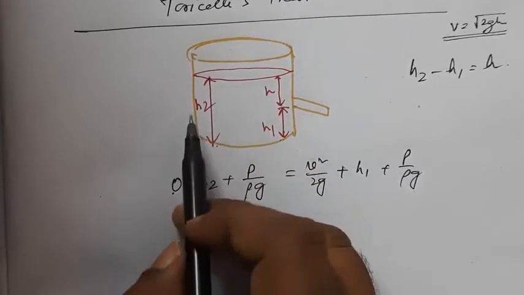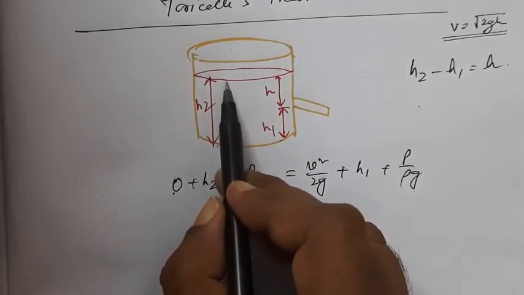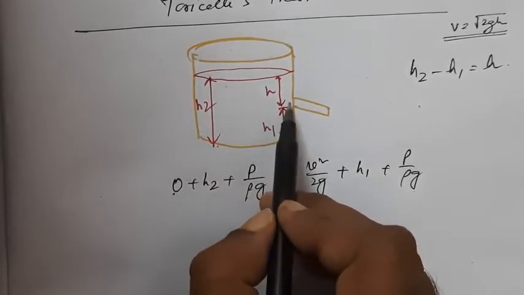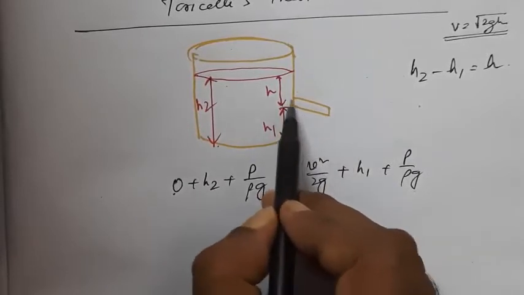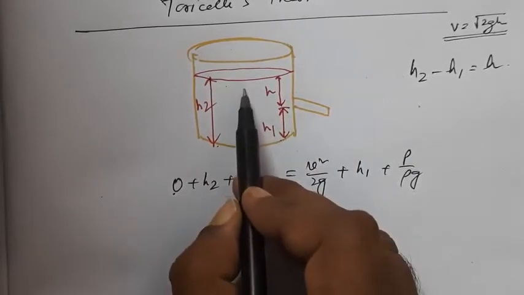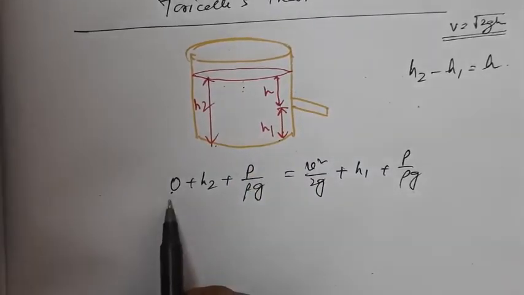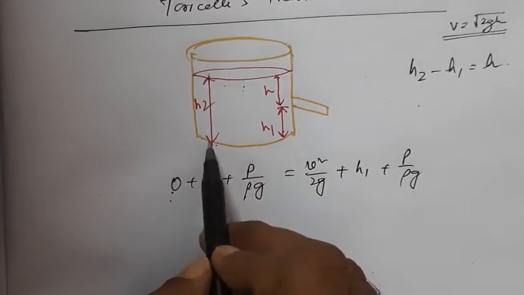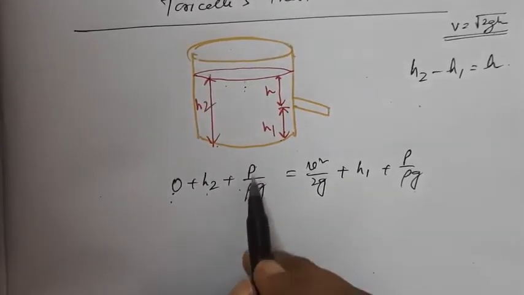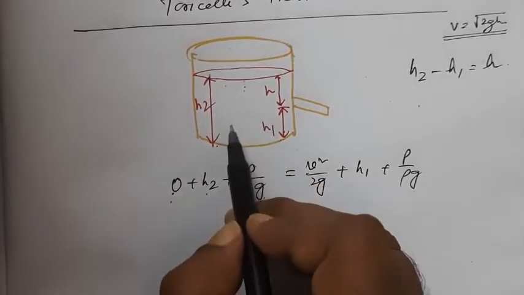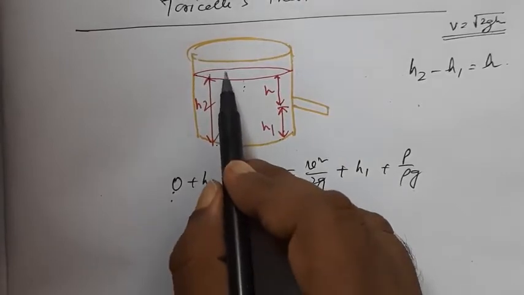But in the actual case, the layer slowly comes downwards as the liquid tries to flow out. As the liquid flows out, this level should move down, but the motion is so slow that we can take it to be almost 0. Plus h2 plus p by rho g. The value of the pressure here is p.